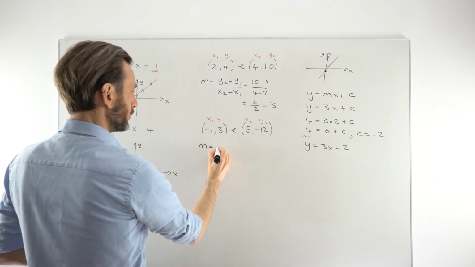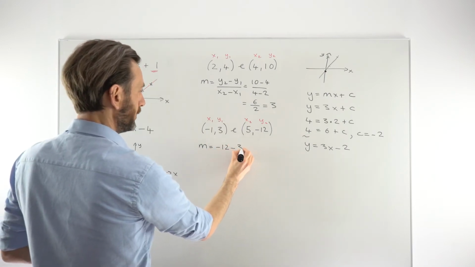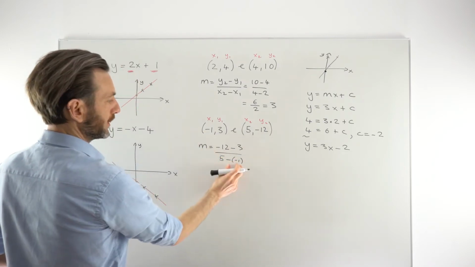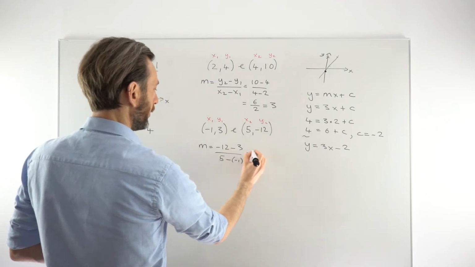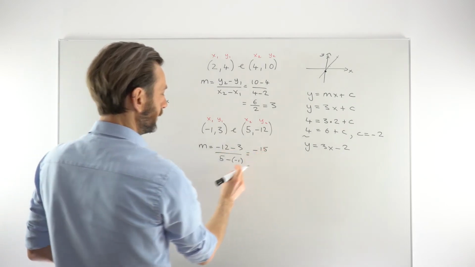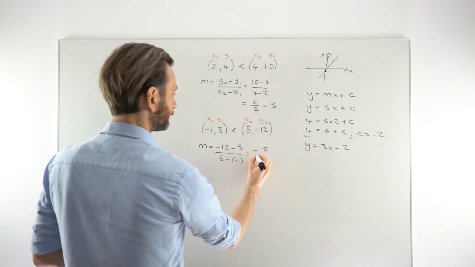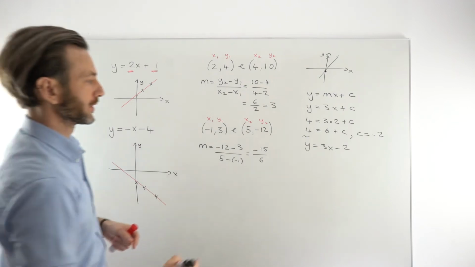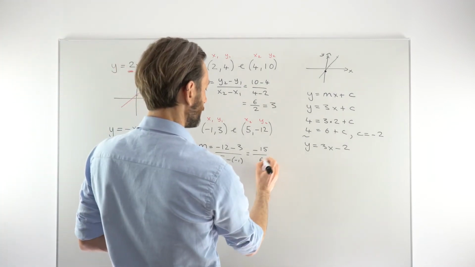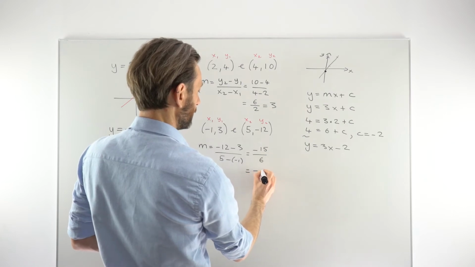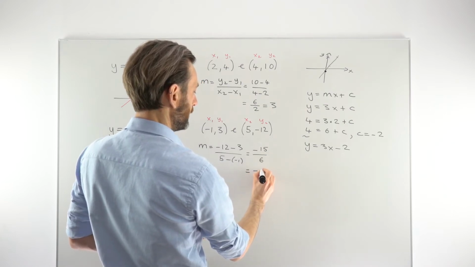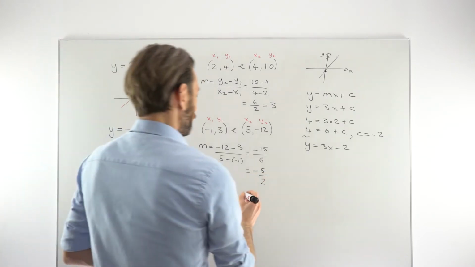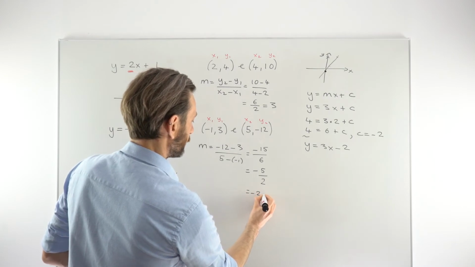So we get y2, which is minus 12, minus y1, over x2, which is 5, minus minus 1. So be careful with the double negative there. So minus 12 minus 3 is minus 15. This is 5 plus 1, which is 6. So it doesn't come out to be a whole number this time. These are both divisible by 3, so we could simplify it down a little, just dividing top and bottom by 3 to make it minus 5 over 2. You could, if you wish, change that to a decimal, so minus 2.5.